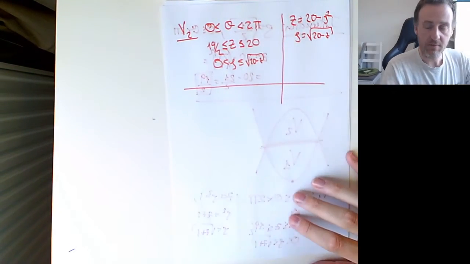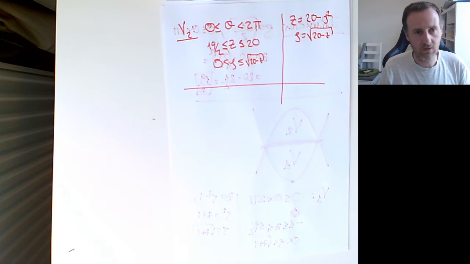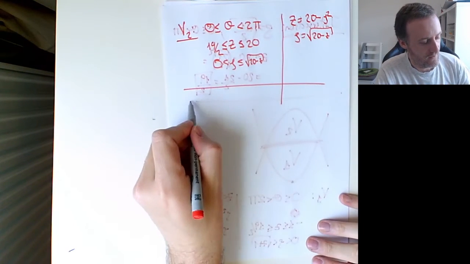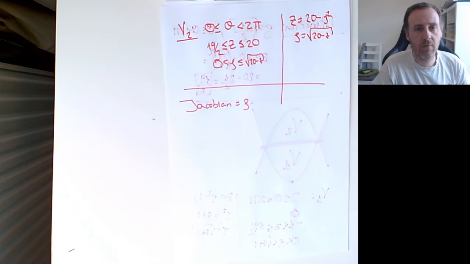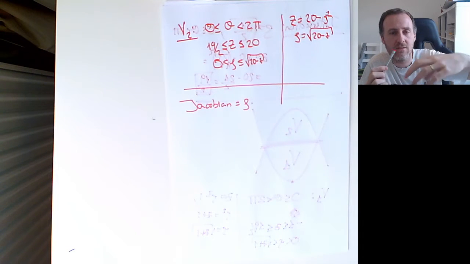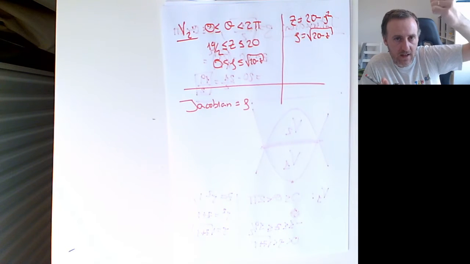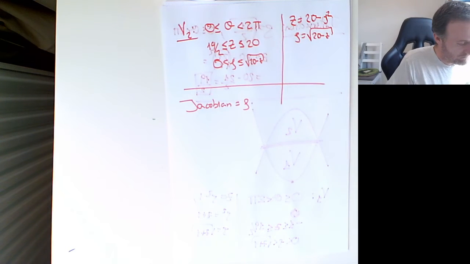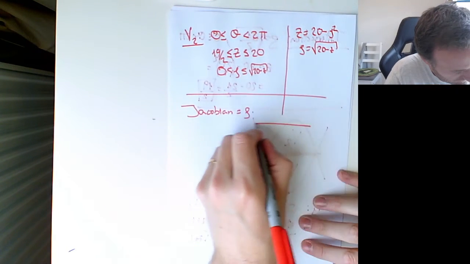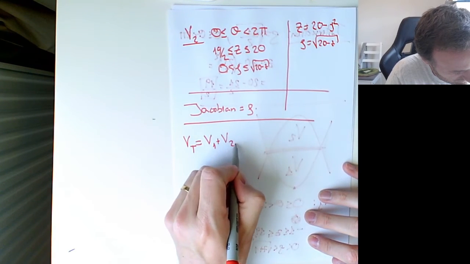Now, because we're using cylindrical coordinates, the Jacobian is equal to rho. Recall that cylindrical coordinates are in fact just polar coordinates times the z-axis. Very good. So this means that the total volume is equal to the first volume plus the second volume.